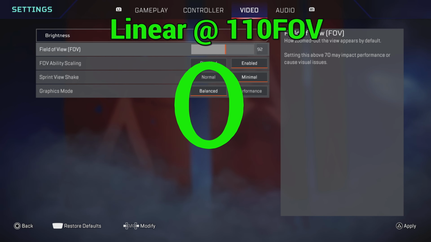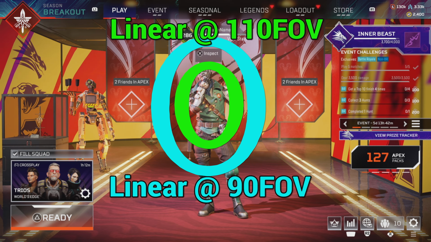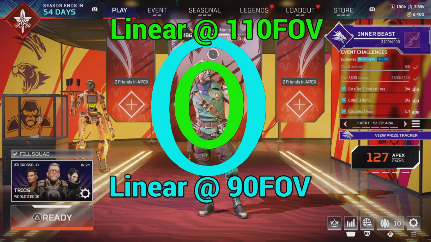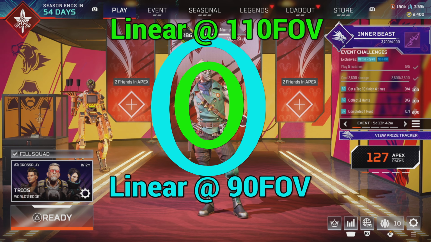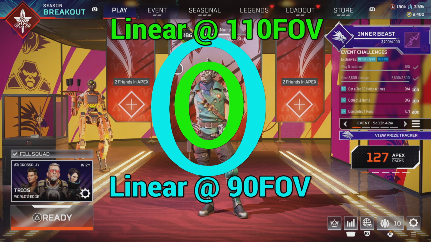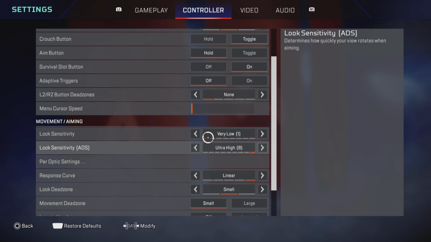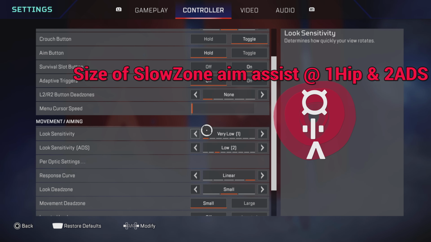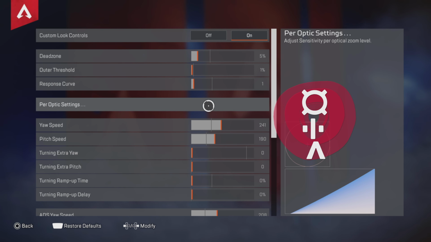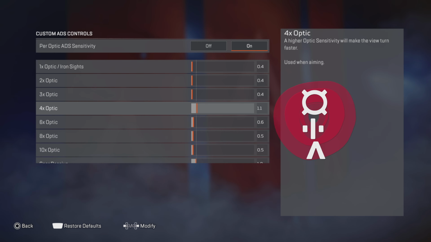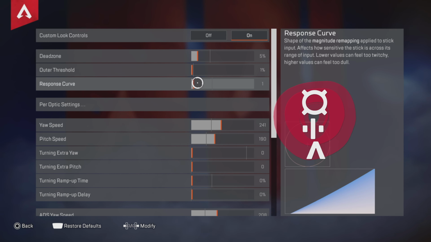If I play at 90 FOV, the circle gets larger to the point where it's nowhere near the character, and when I'm inside the circle, I have literally no aim assist. The circle just prevents me from getting to the character because it's a gigantic shape that is roughly the same size as one hip fire and two ADS. One hip fire and two ADS are creating slow zones that are as large as they can be. The slow zones of one hip fire and two ADS are similar to the slow zones of high point 3 on the optics when I'm playing at 1.3.